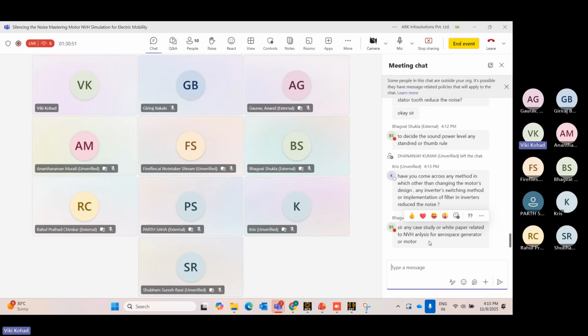Aerospace generator or aerospace motor, okay, we have to check whether it is available. We will share it with you by email. If the case study is available, we will share it with you.